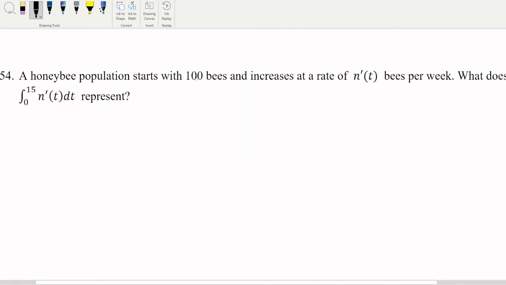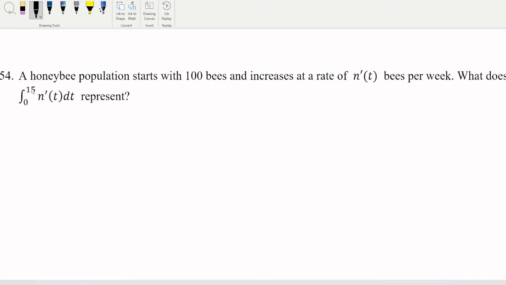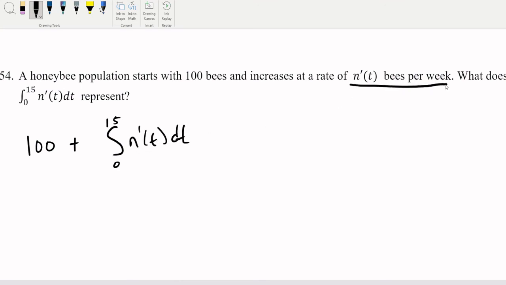A honeybee population starts with 100 bees and increases at a rate of n prime t bees per week. What does 100 plus this integral represent? So I'll rewrite it here so we can fit it. The integral from 0 to 15 of n prime of t dt. So again, n prime of t is a change in bees. This is representing change in bees. So what does integrating this function that represents change in bees from 0 to 15 do?